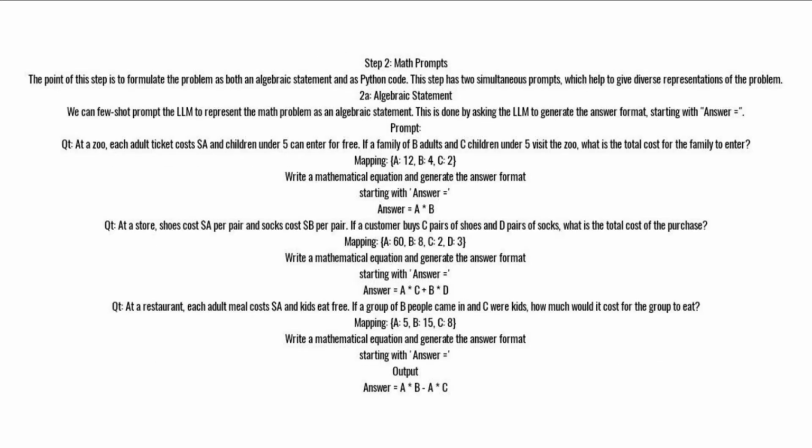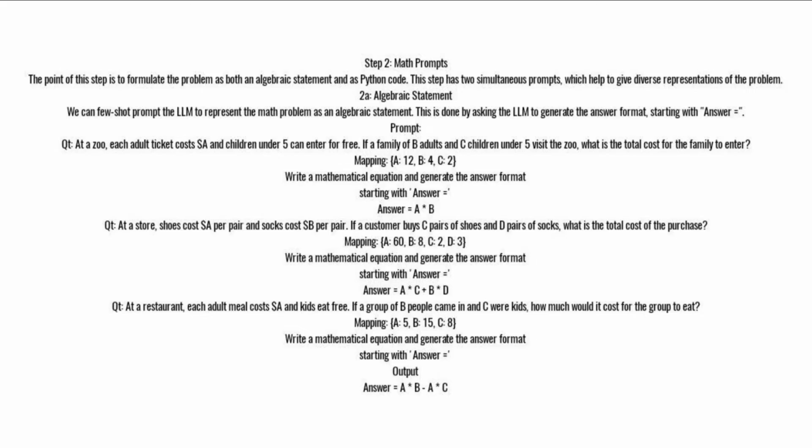Step 2. Math Prompts. The point of this step is to formulate the problem as both an algebraic statement and as Python code. This step has 2 simultaneous prompts, which help to give diverse representations of the problem. 2a. Algebraic statement. We can few-shot prompt the LLM to represent the math problem as an algebraic statement. This is done by asking the LLM to generate the answer format, starting with "answer =".